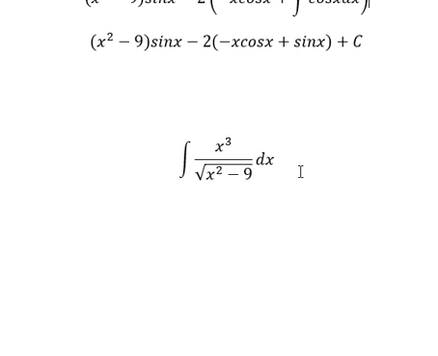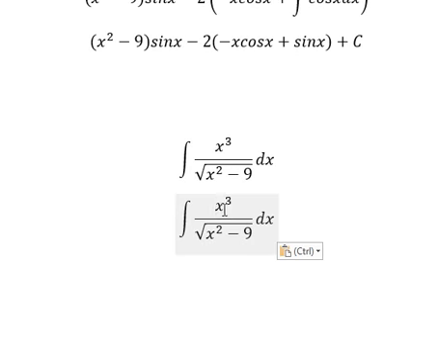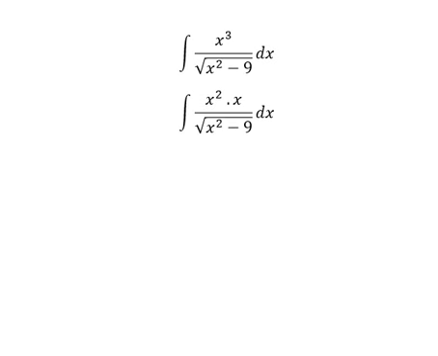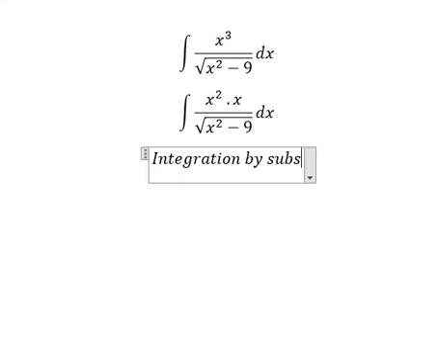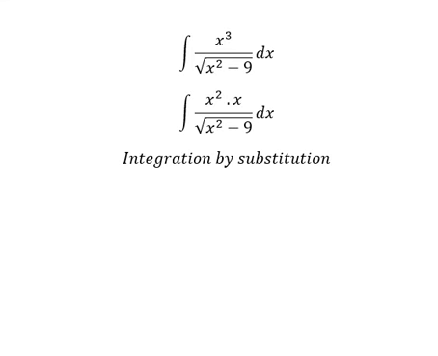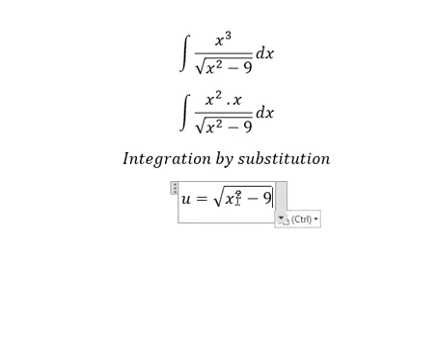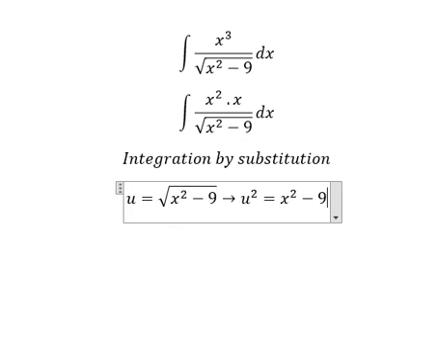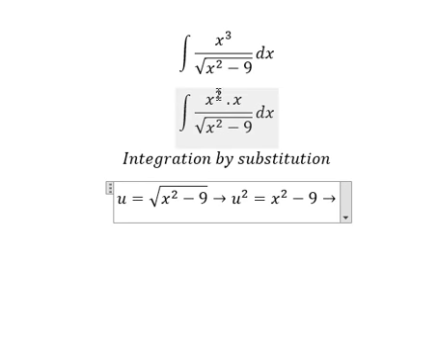Now let's go to the last one. s to the power of 3, we can put as s squared multiplied by s. Next, we need to use integration by substitution. So I will put u equals to this one. So I will square both sides to cancel the square root, because we still have s squared in here. So we put negative 9 go to the left.